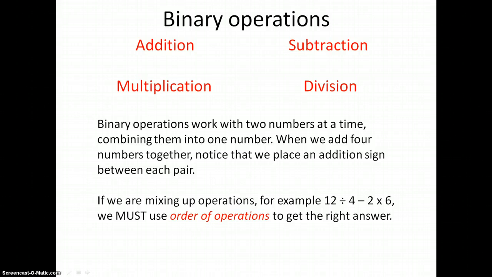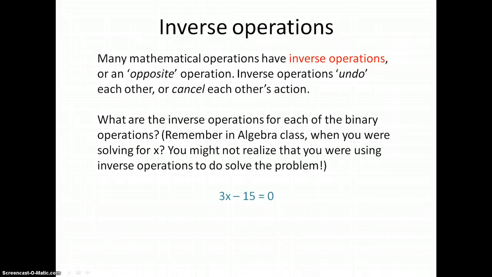Now, if we're mixing up operations, for example, 12 divided by 4, subtract 2 times 6, then we must use the order of operations to get the correct answer. We'll talk more about order of operations in a future lesson. There are also inverse operations. Many of our mathematical operations have inverse operations, which are opposite of each other, or undo each other, or cancel out each other's actions. Go back to the list.